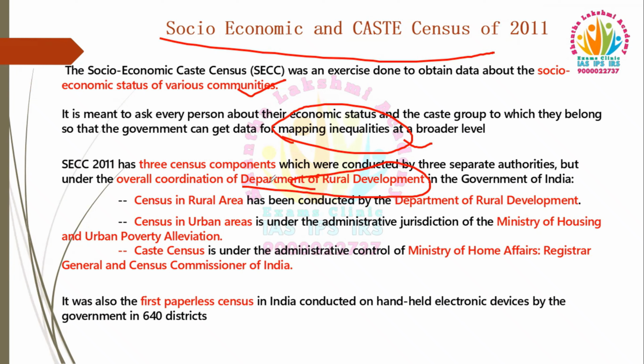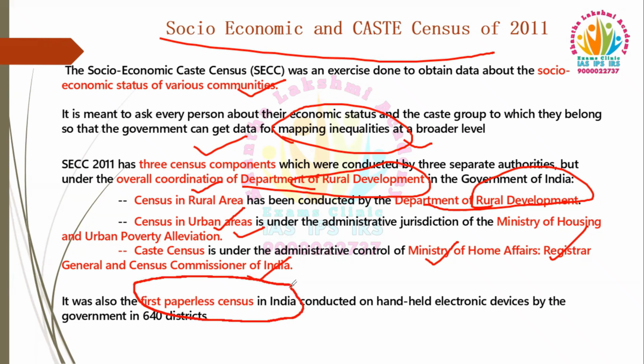Under this socio-economic caste census, we have three census components: the census in rural areas, which was conducted under the administrative jurisdiction of the Ministry of Rural Development, whereas the census in urban areas is under the administrative jurisdiction of the Ministry of Housing and Urban Poverty Alleviation, whereas the caste census is under the administrative control of the Ministry of Home Affairs, and it was conducted by the Registrar General and Census Commissioner of India. And this socio-economic caste census was also the first paperless census that was conducted in India using electronic devices.